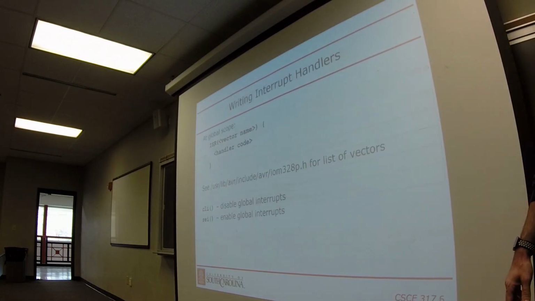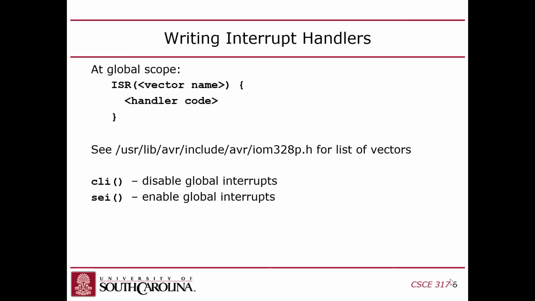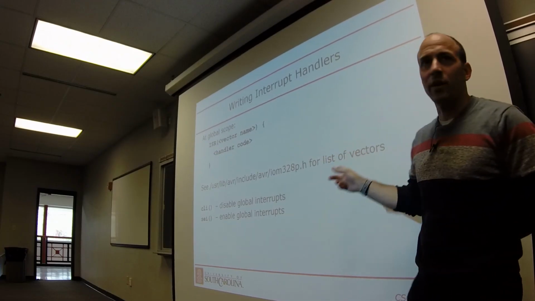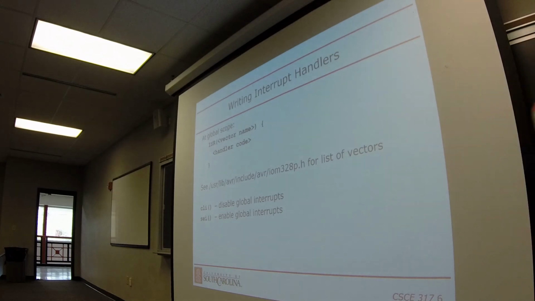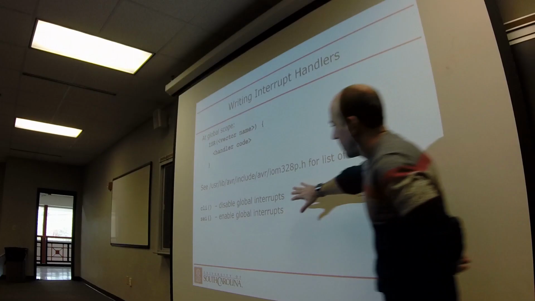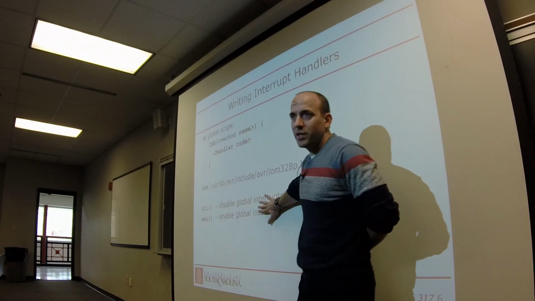Okay. How do you do that? Well, it's just ISR, and with the vector name, you have to go inside this file to find the vector names, because for some reason, as far as I know, there's nowhere that they list the interrupt vectors in the data sheet for the processor. You have to go into their code, their header file, to find that. And of course, you also have to make sure that the global interrupt enable is set as well.